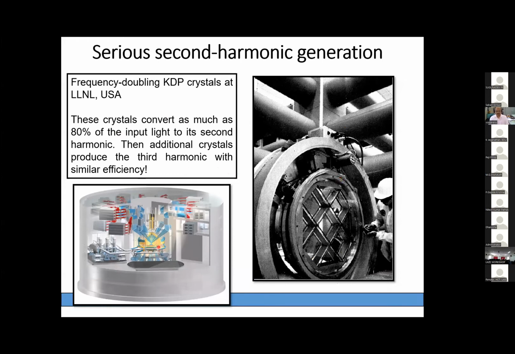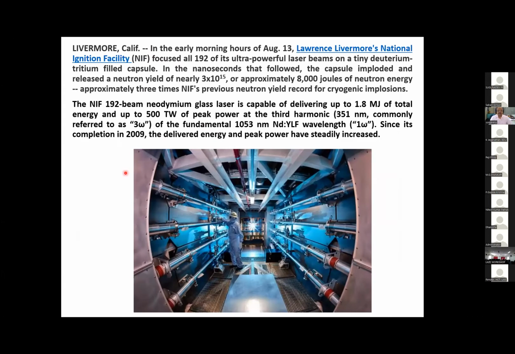This is how the schematic of the fusion experiments is being done at the National Laboratory in the USA. Just now I've checked this. They focus about 192 laser beams into a tiny area which contains a tiny deuterium-tritium filled capsule. They are expecting to get more energy out of this. In the nanoseconds that followed, the capsule imploded and released a neutron yield of approximately 8,000 joules of neutron energy, which is a record actually. This month only they have reported this record for cryogenic implosions.